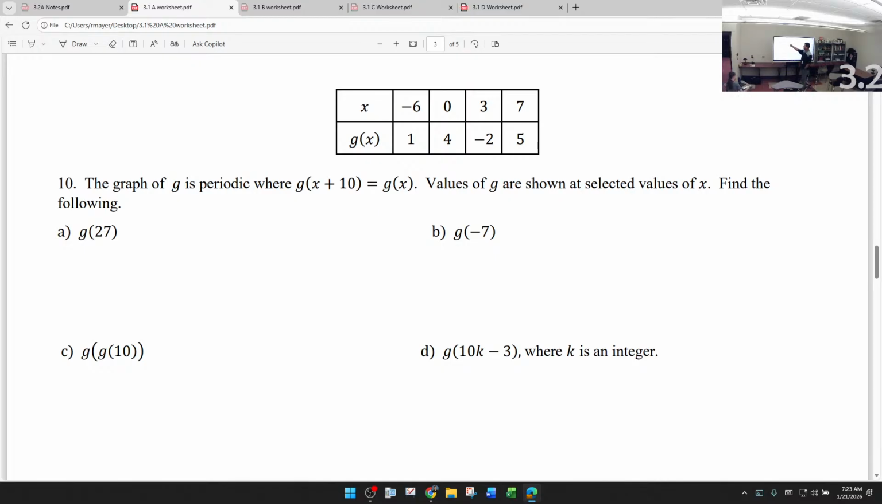I don't think there's a whole lot of work to be shown on that. That's why I don't know if you did it or copied the answer. I guess you could do 7 plus 10 plus 10 equals 27, or 27 minus 10 minus 10. So negative 7. If I add 10 to negative 7, I'll get 3. So I should be at negative 2.